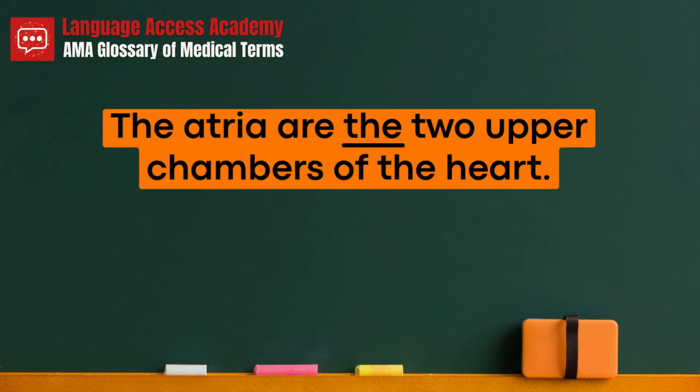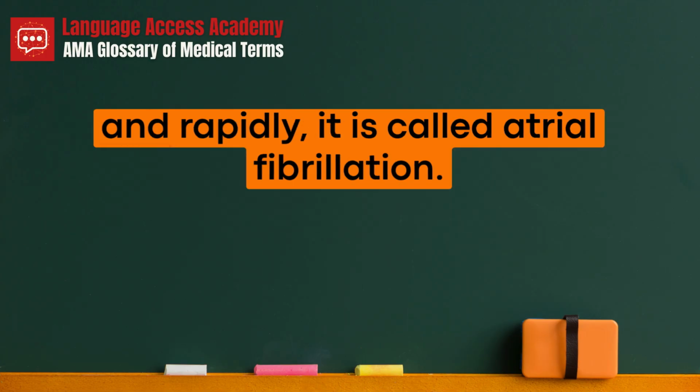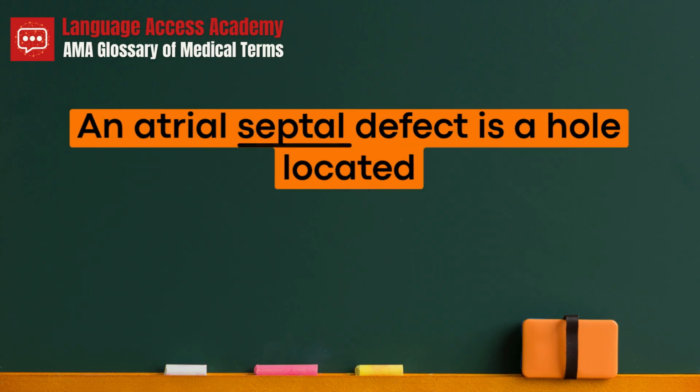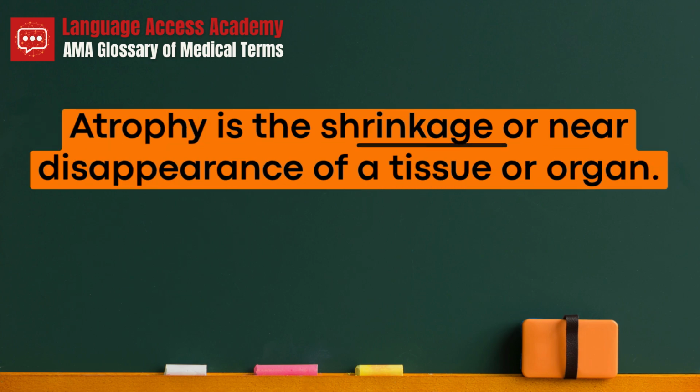The atria are the two upper chambers of the heart. The singular form is atrium. When these upper chambers beat inconsistently and rapidly, it is called atrial fibrillation. If they beat rapidly but consistently, it is called atrial flutter. An atrial septal defect is a hole located in the wall between these two upper chambers of the heart. Atrophy is the shrinkage or near disappearance of a tissue or organ.